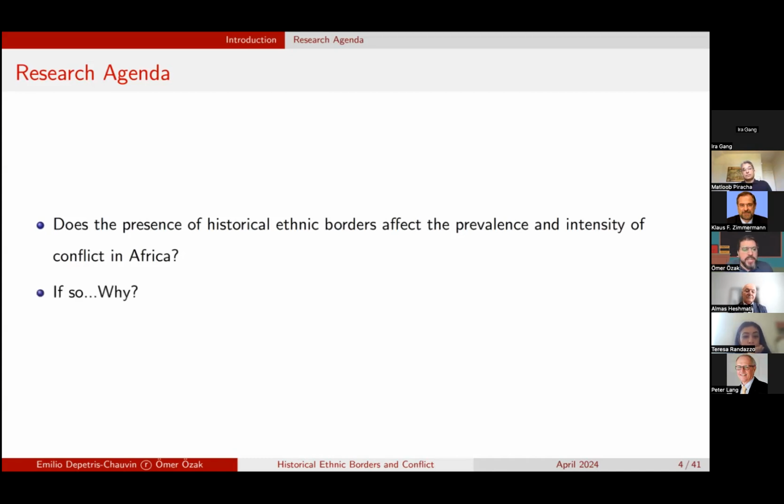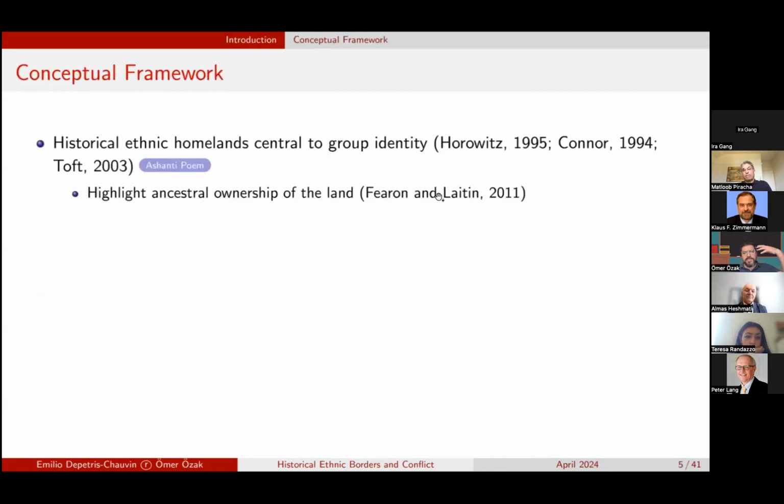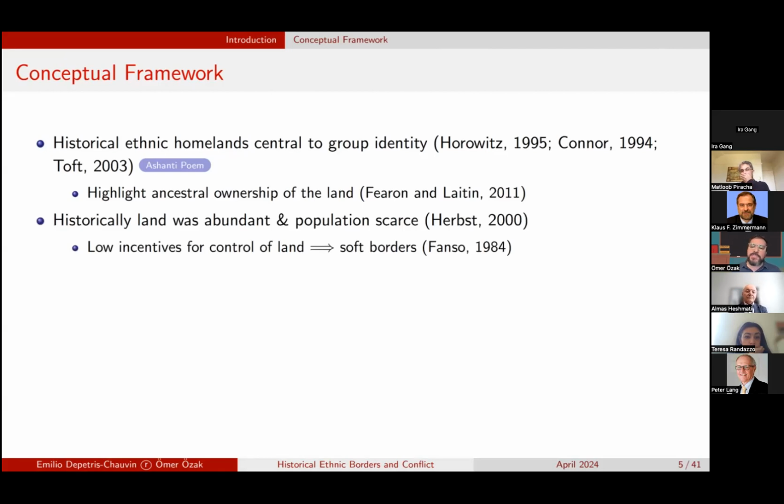And if we find some relationship there, we would of course try to understand why we actually observe this relationship. So let me give you the conceptual framework we are coming from. On the first hand, we know that historical ethnic homelands tend to be central to group identity. They highlight this ancestral ownership of the land, and so people are strongly associated with their homeland. And yet, historically, land was abundant and population was scarce, which meant that states or groups had really low incentives to control the land, which means that you should, in general, observe the emergence of soft borders.